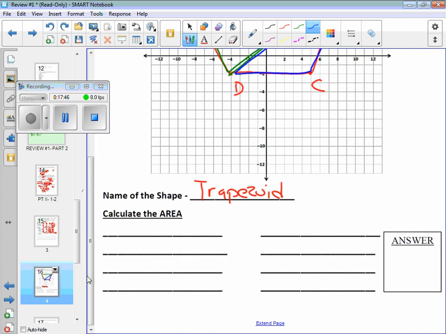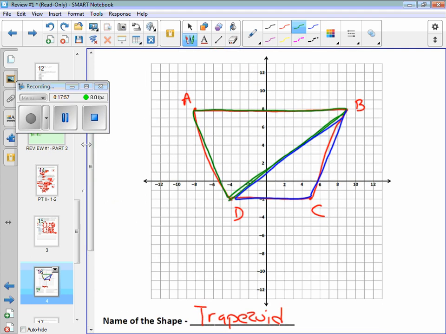Formula for triangle. I'm going to do green first. I'll keep it color-coded. Base times height divided by 2. Good. Got to be careful when you count. Count with me. Ready? This is my base. It's got to go along and be parallel to an axis.